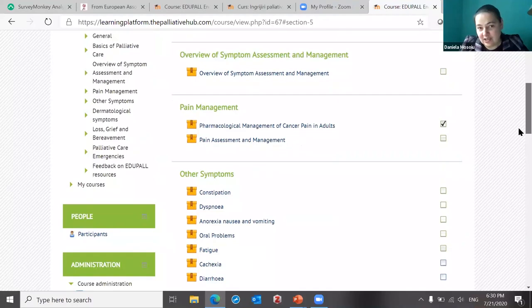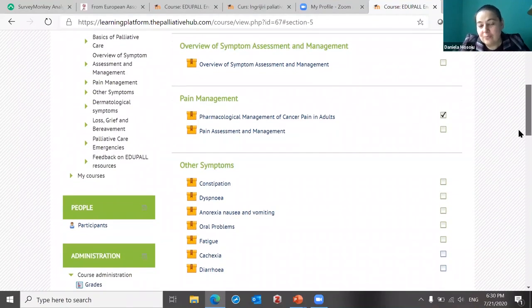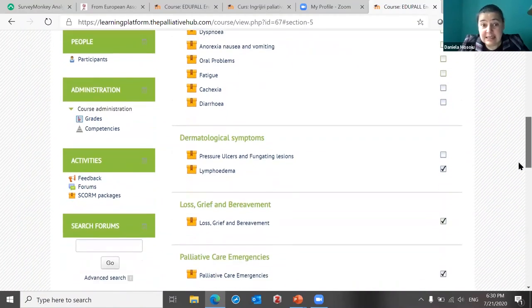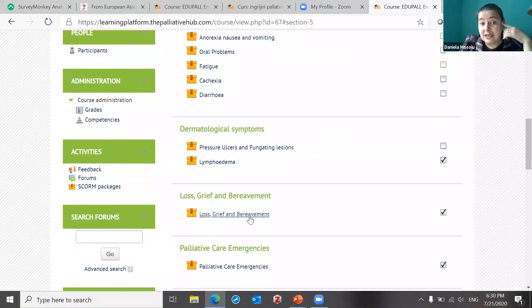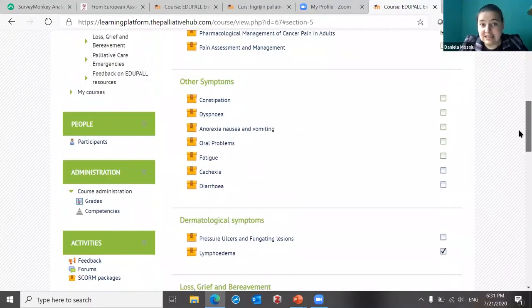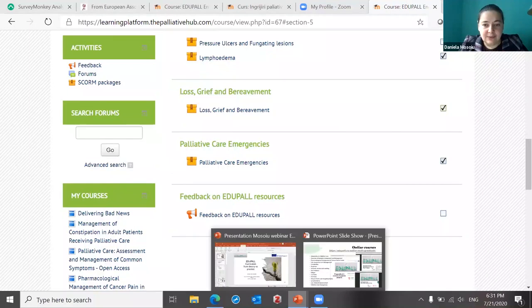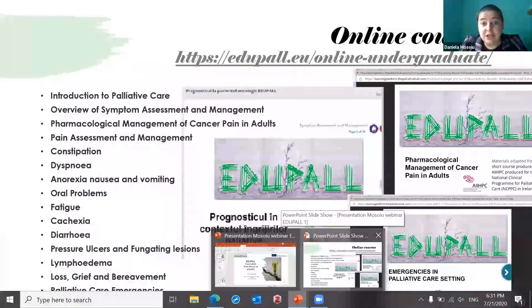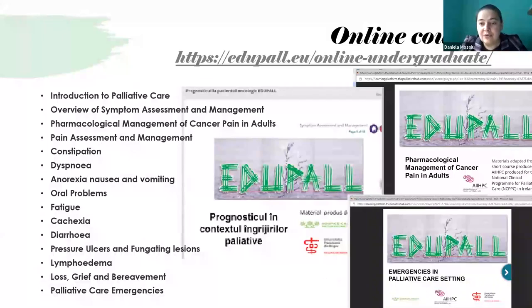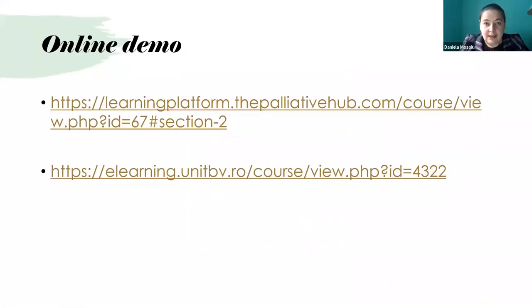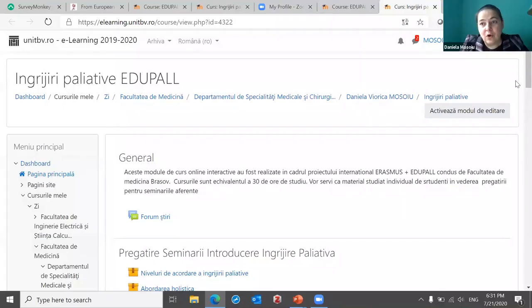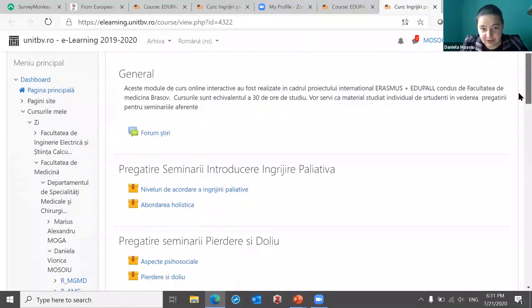So it is from basic to symptom management, more knowledge orientated. The online courses are for those parts of the objectives which were more knowledge orientated. We have one which is also on grief and bereavement, emergencies, pain, symptoms. So this is what we produced for online. The courses are both in English and Romanian. And for the Romanian part, they were transferred to all the universities that were part of the project.